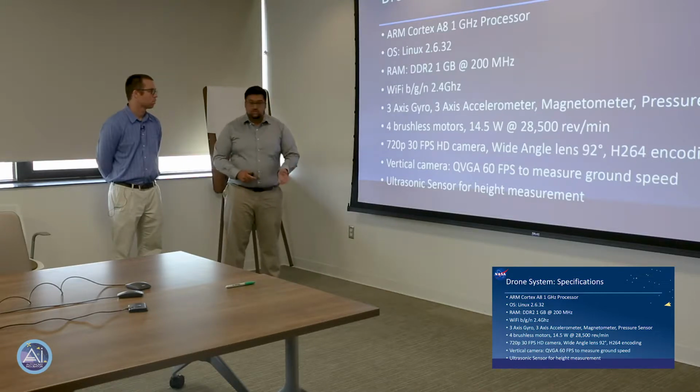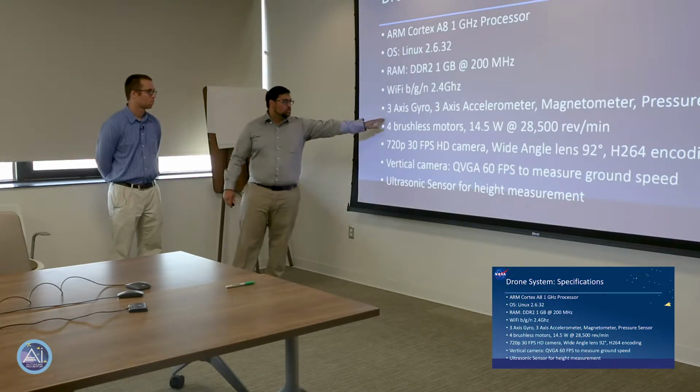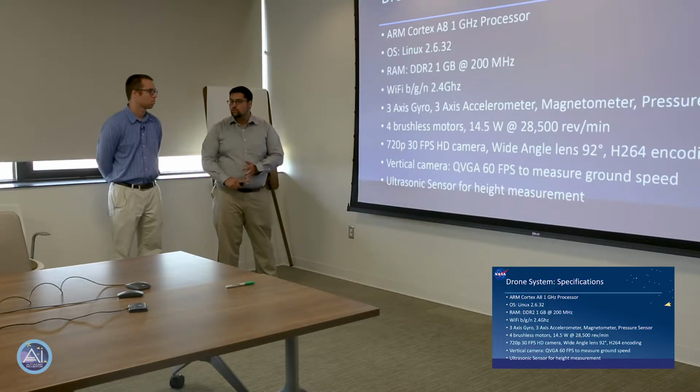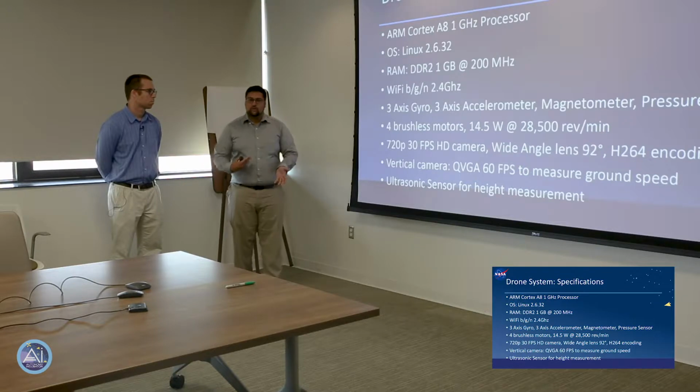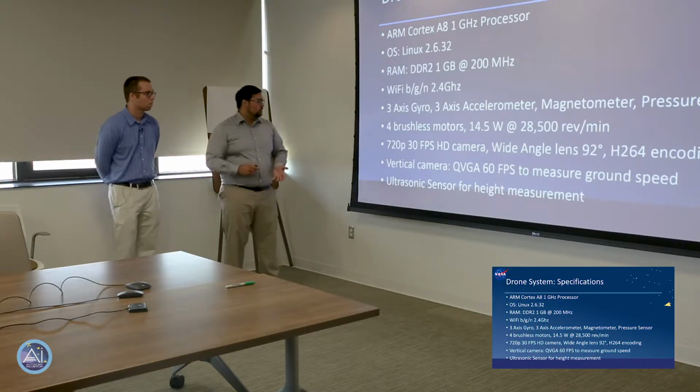Makes testing much faster. The drones are also equipped with 3-axis gyro and accelerometer, which is great because they're able to give feedback on their movements in real time. That's very important for flight controllers, which I'll talk about later.